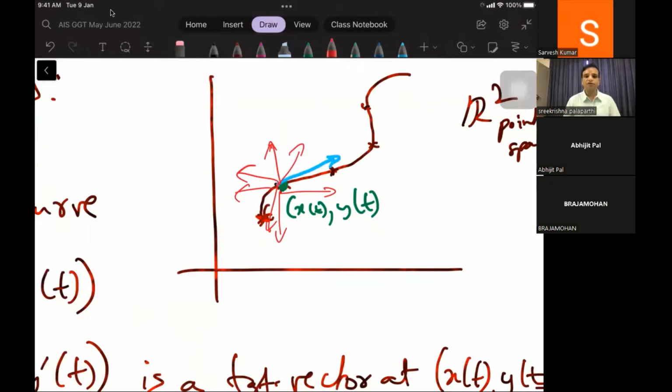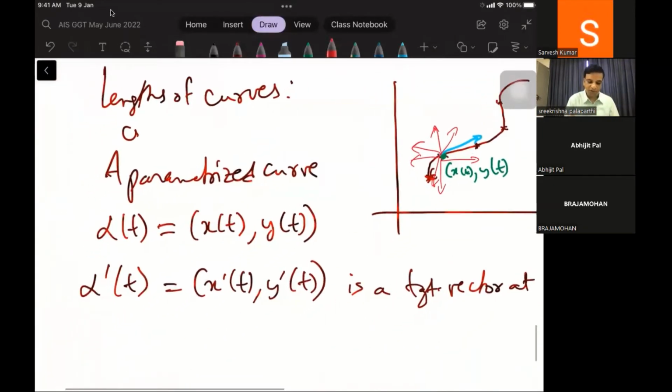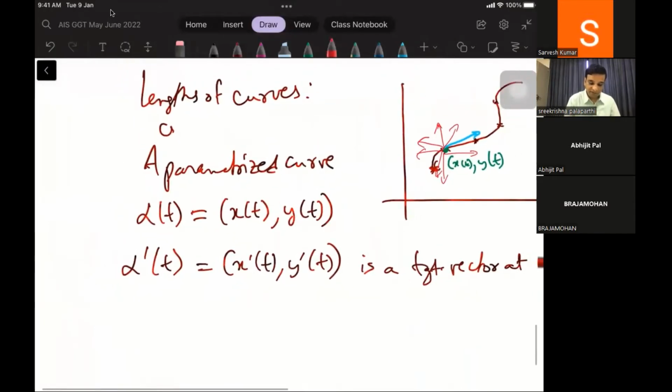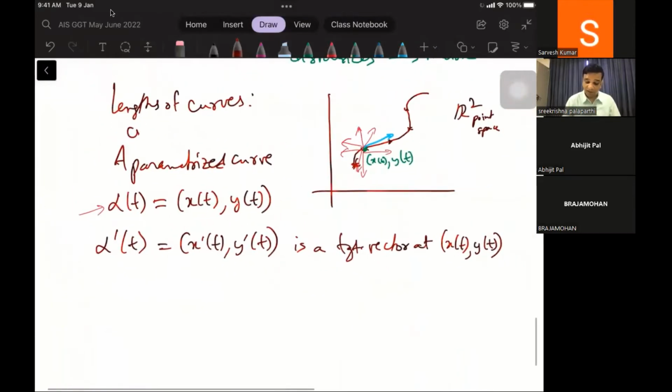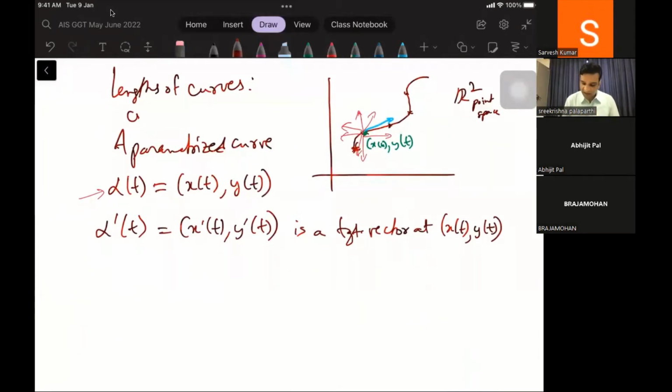Okay, of all those R2 worth of vectors, this particular particle is taking up a single vector as its velocity by the virtue of its motion. So the motion is already here. By the virtue of its motion, it is basically taking up that particular vector. Now, alpha prime of t is a tangent vector at the point. So this guy is an element in T_alpha(t) of R2.